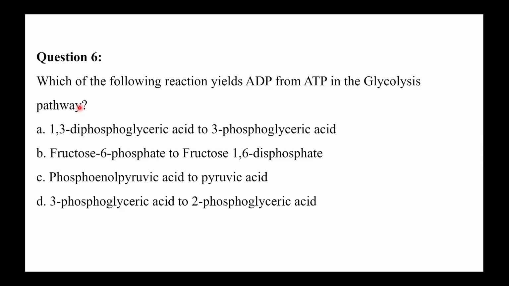Question number 6. Which of the following reactions yields ADP from ATP in the glycolysis pathway? Options are: option A, 1,3-diphosphoglyceric acid to 3-phosphoglyceric acid. Option B, fructose 6 phosphate to fructose 1,6 diphosphate. Option C, phosphoenol pyruvic acid to pyruvic acid, and option D, 3-phosphoglyceric acid to 2-phosphoglyceric acid.